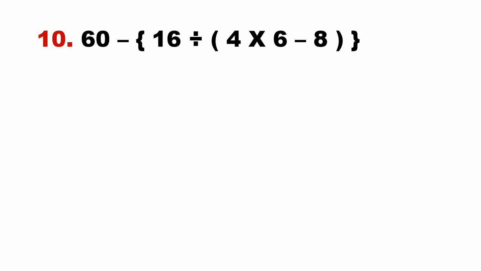Now let us see the 10th sum. See, what is the 10th sum? 60 minus, then curly bracket, 16 divided by small bracket 4 into 6 minus 8. So first we have to concentrate on the small bracket. So I will look here. Now there is a problem here. See, there is a multiplication sign and also a minus sign.